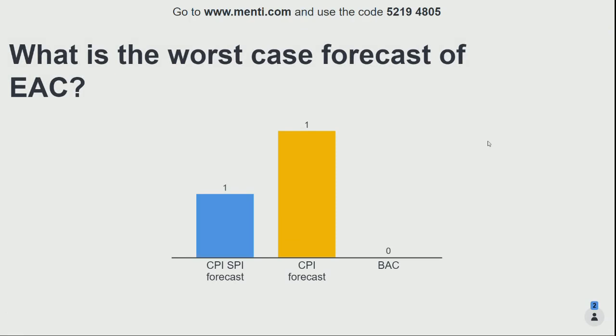The worst case forecast of expected cost at completion. It should say tends to be in brackets. Should be, to be precise, I think.